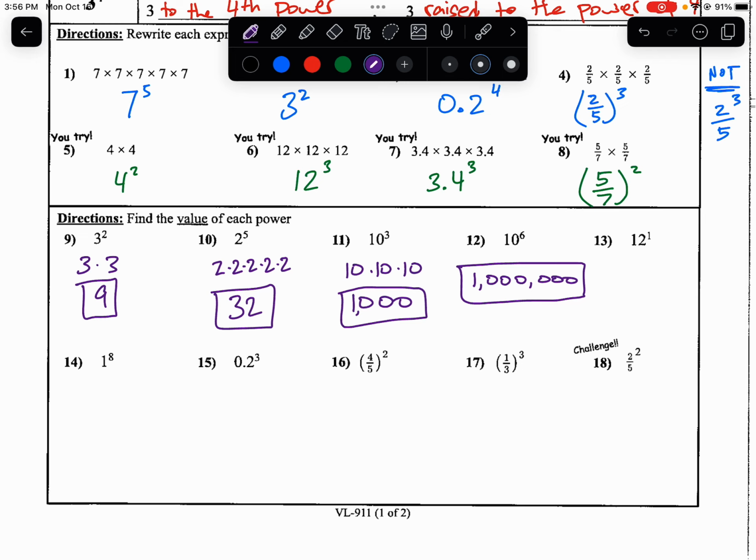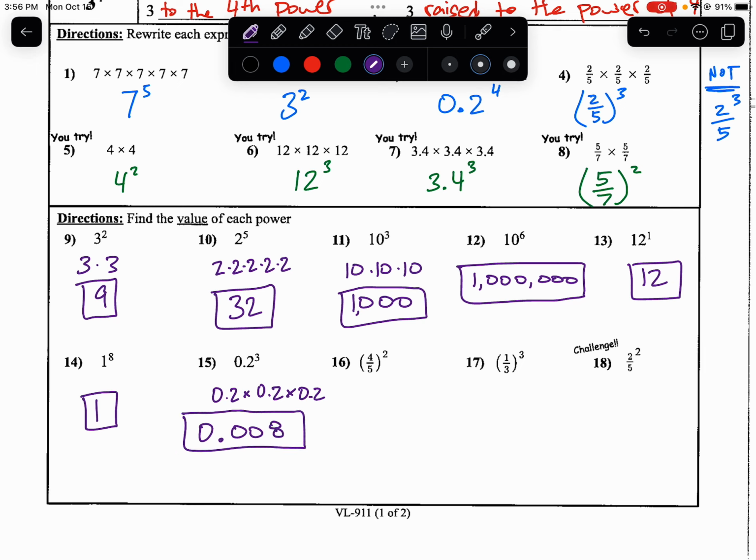12 to the 1st power is just 12. 1 to the 8th power, it's 1 times 1 times 1 times 1 times 1. It's 1 times itself 8 times. What happens when you multiply 1 times itself 8 times? You end up with 1. It's not 8, it's 1. Number 15, 0.2 times 0.2 times 0.2, and a lot of people are like, oh, that's just 0.8. It is not 0.8. If you type it in your calculator, guess what? You're going to find out that the answer is 0.008. Try it out yourself if you don't know.